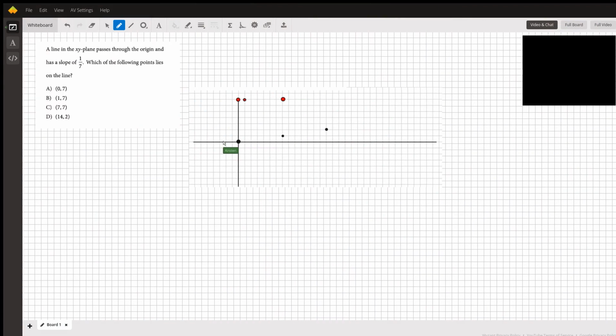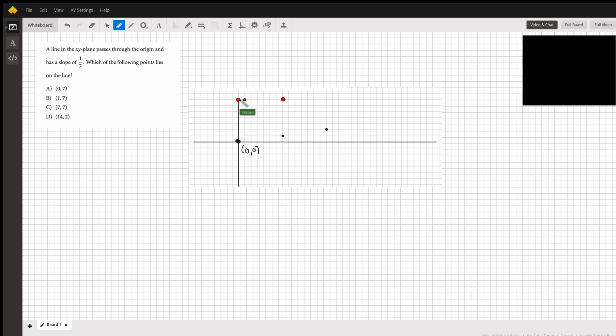Okay, so this problem asks us to figure out which of the following points lies on a line. We are given that the line passes through the origin, and we are also given that the line has a slope of 1 over 7. So I've gone ahead and put the origin point here, right?